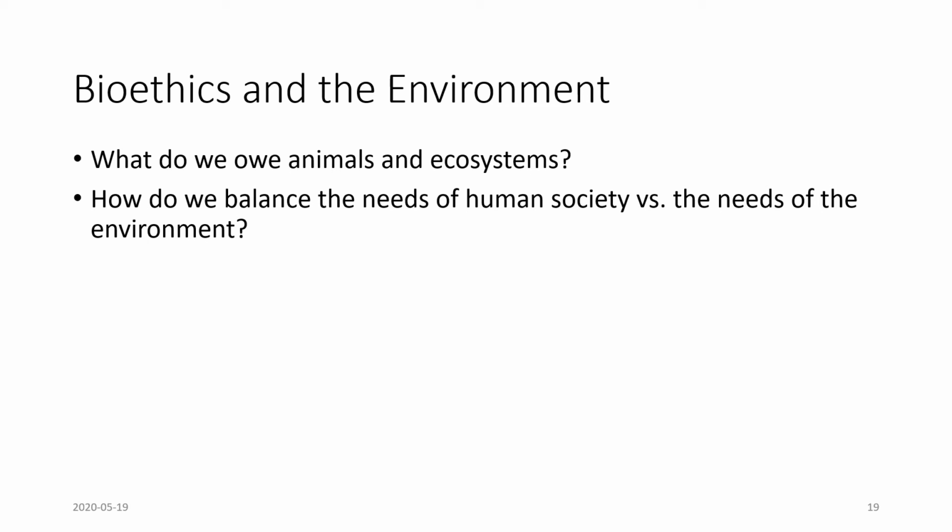So first, we're going to ask ourselves, well, what do we owe animals and the ecosystems? That's what bioethics in the environment is really asking, and that's what environmental ethics is asking. What do animals have a right to? What kind of moral relevance do animals and ecosystems have? And how much, as people, do we owe them to keep them well and alive and safe? And how much do we balance the needs of human society versus the needs of the environment? Of course, human needs are important and people are important, but how do we balance those needs versus those of the environment and animals and everything around us?